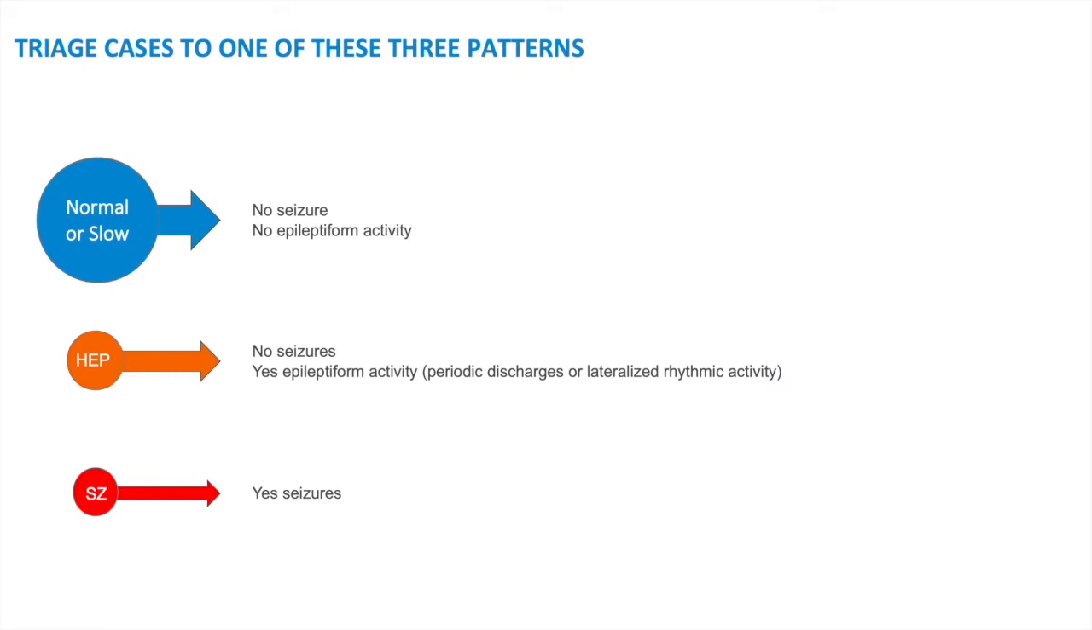Normal or slow waveforms will have no seizures and no epileptiform activity in them. Highly epileptiform patterns are not seizures, as I will explain why and how, but they contain abundant epileptiform discharges that need further attention. And you will also be able to differentiate seizure waveforms or status cases.